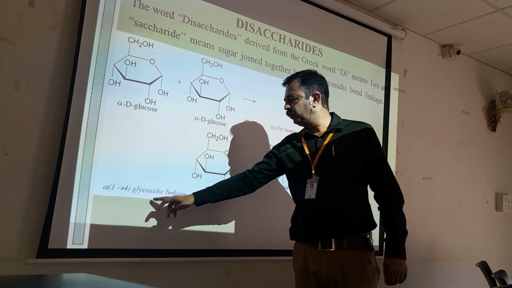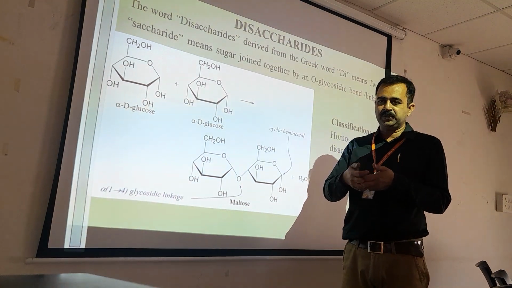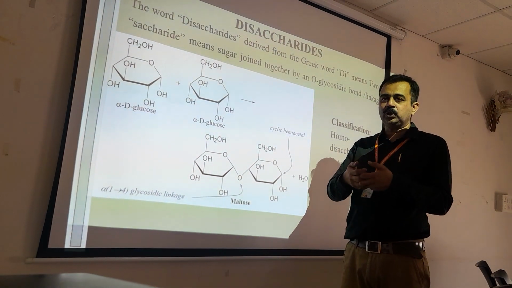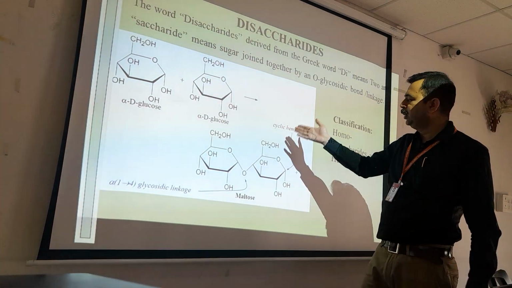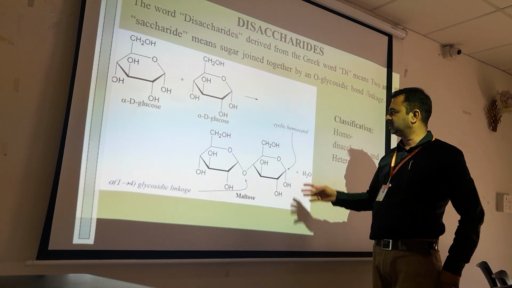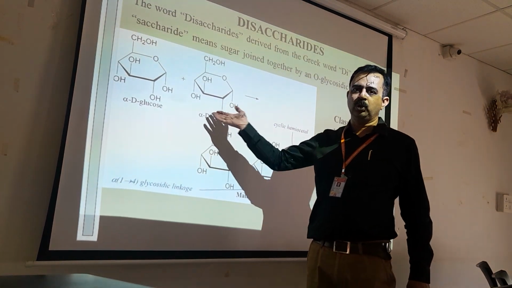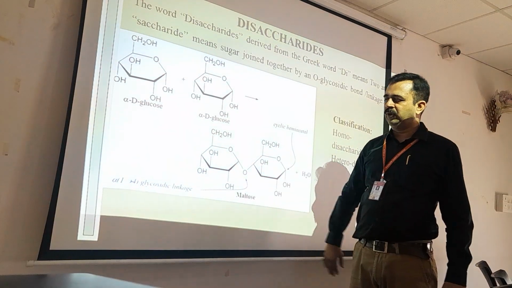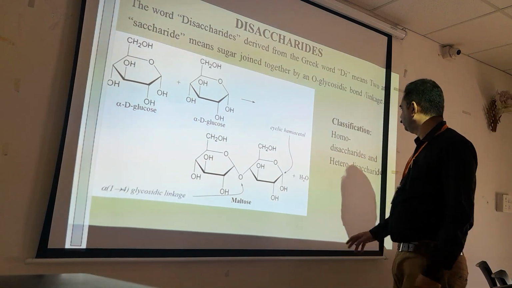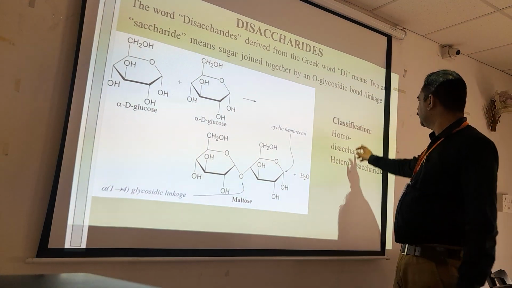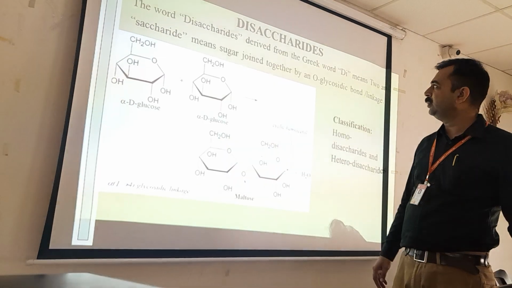It is the alpha-1,4 glycosidic linkage. It is a kind of bond which helps in attaching two units of glucose or monosaccharides to each other to form disaccharides. A best example is two molecules of D-glucose joined to each other by an alpha-1,4 glycosidic linkage to form maltose. Classification is into homo disaccharides and heterodisaccharides. One by one we will study them.